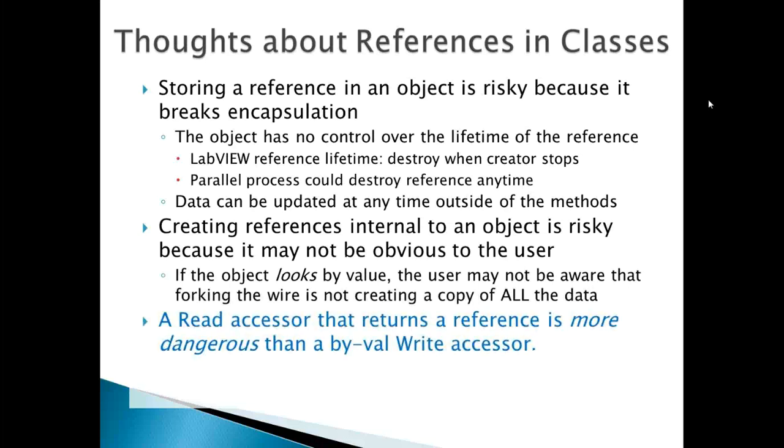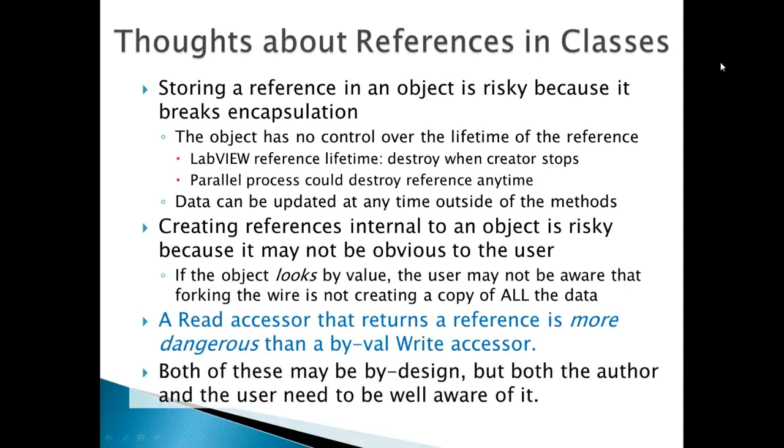Just as I harped on write accessors in a by-value context earlier, I think a read accessor that returns a reference is really the most dangerous that you need to be aware of. Again, for the reasons I stated earlier, someone can write a value into you at any time, or they can close your reference. So use caution. I realize there are good reasons for all of these things. I'm not saying I never do any of these things or that you shouldn't. I'm just saying they need to be by design and shouldn't be our de facto standard. And if you do these things, you need to communicate that to your users.